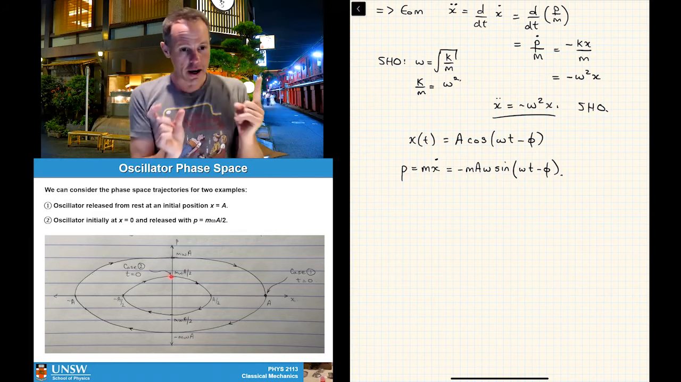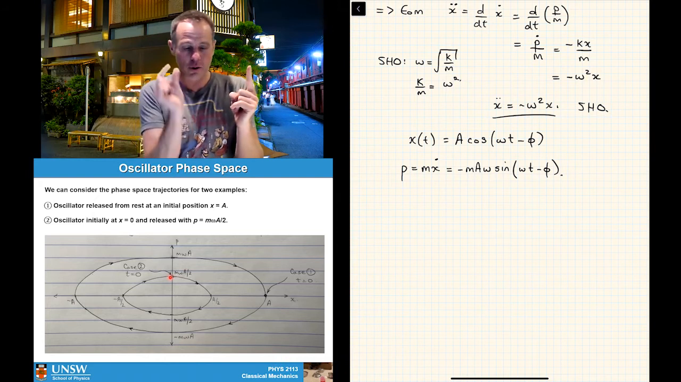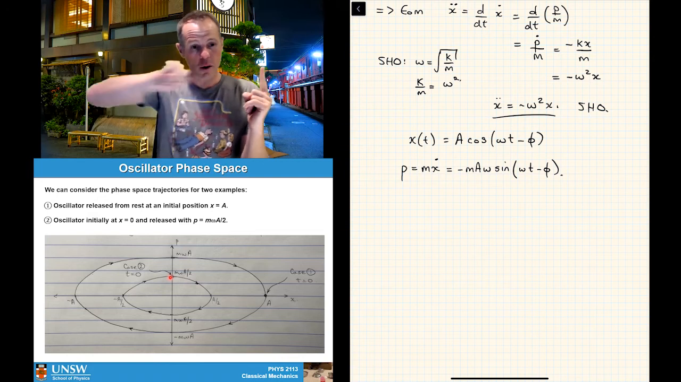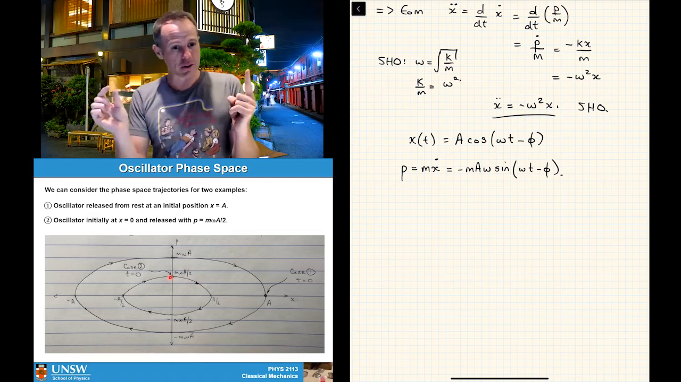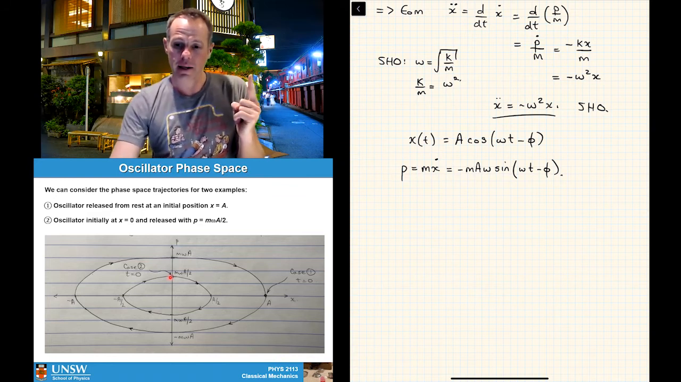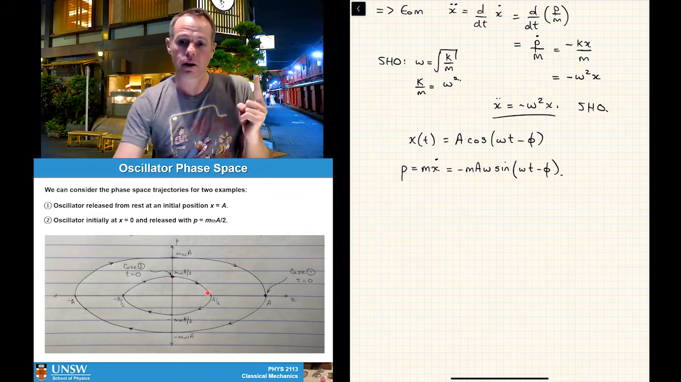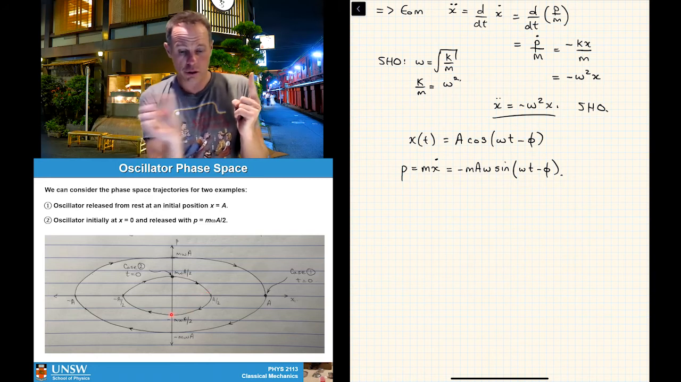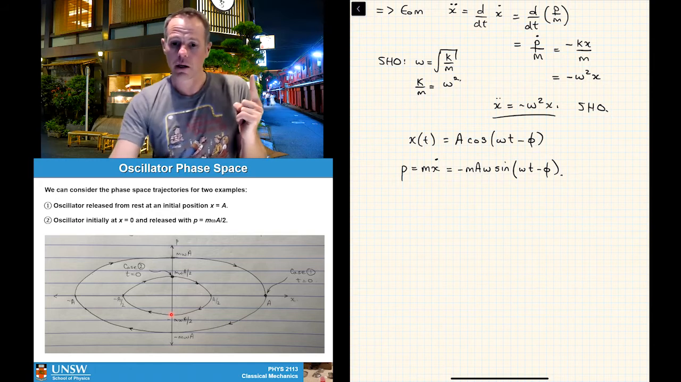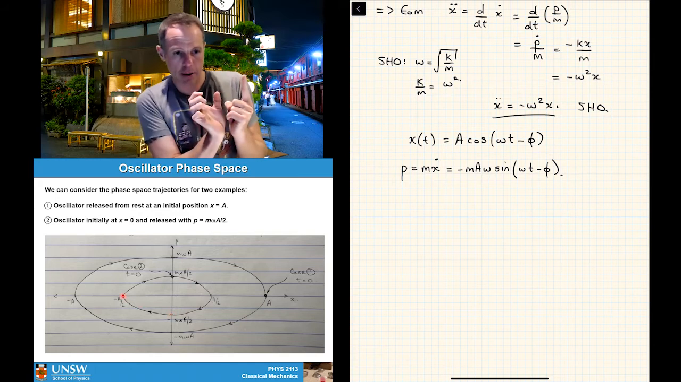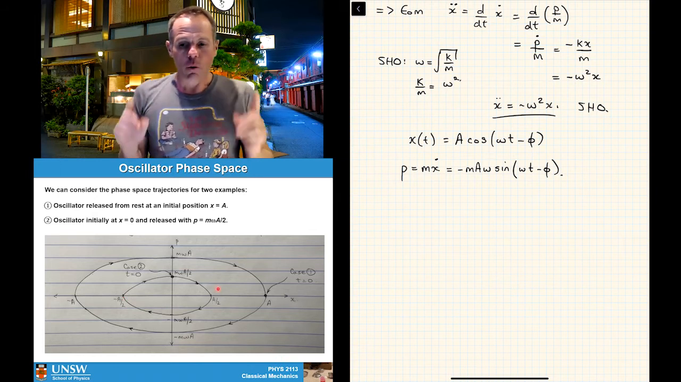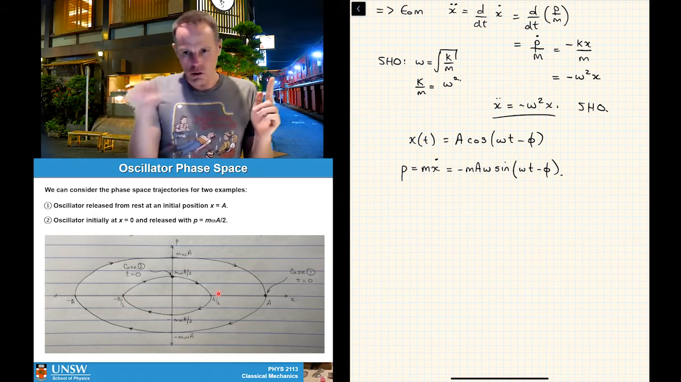This other trajectory here on the inside is where you start at equilibrium and you give it a kick with positive momentum. It will move out to the maximum amplitude, which is out here, move back through the equilibrium position again with the opposite momentum to the one we kicked it off with, head to the negative amplitude, and then head back out, and so it will do the same thing. What you'll notice is that this circle will stay constant all the time.